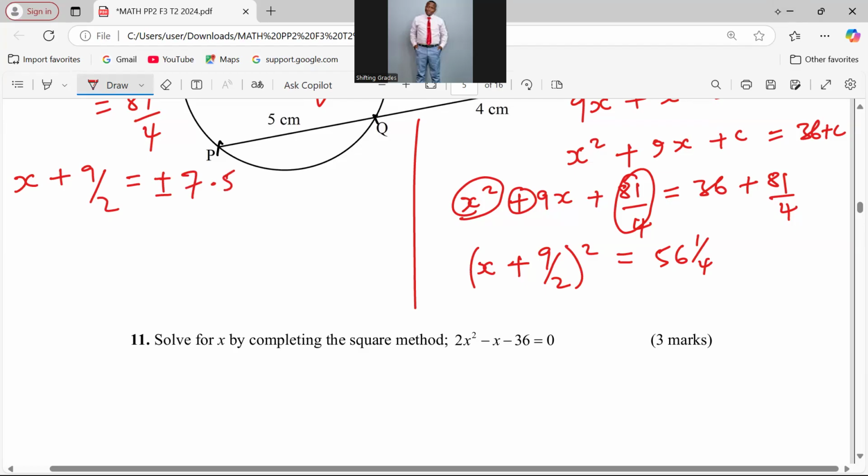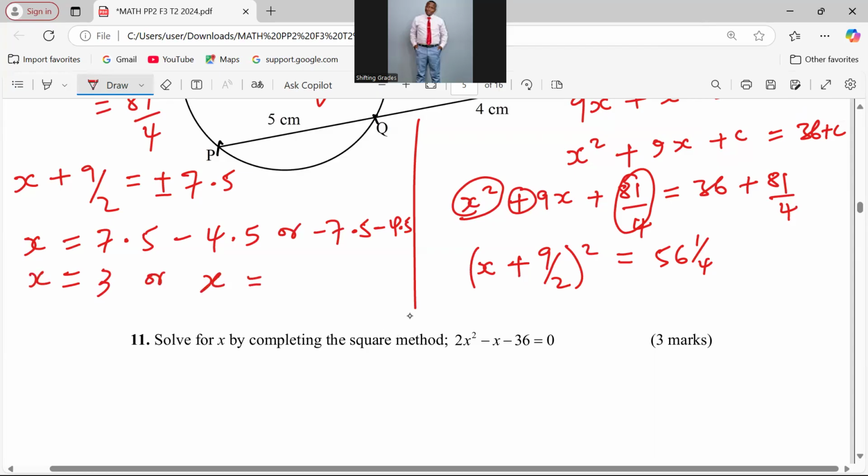So I can get the value of x now by taking 7.5 minus 4.5, or negative 7.5 minus 4.5. The first value of x: when I subtract 4.5, I'm getting exactly 3. So x equals 3 or x equals negative 12. Now that we are dealing with length, we cannot entertain a negative length. So the value of x is concluded to be 3.